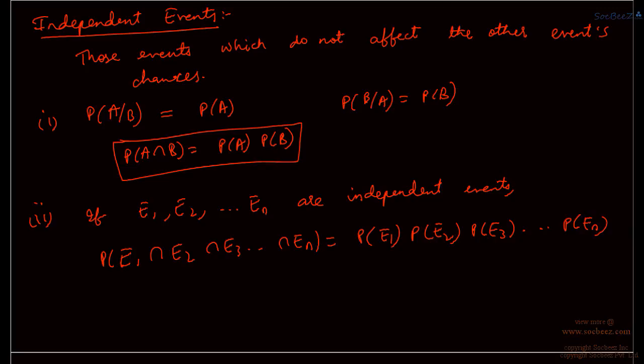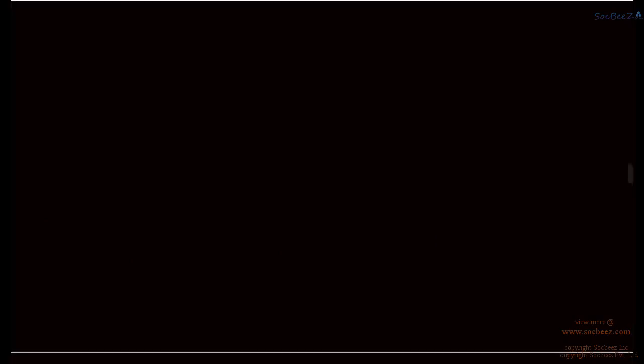Right? So this is for independent events. Next, there are a few offshoots from this. There's something called pairwise independent. These things are important only when we consider 3 or more events. For 2 events, this doesn't make much sense. So pairwise events are, suppose we have 3 events, E1, E2 and E3.